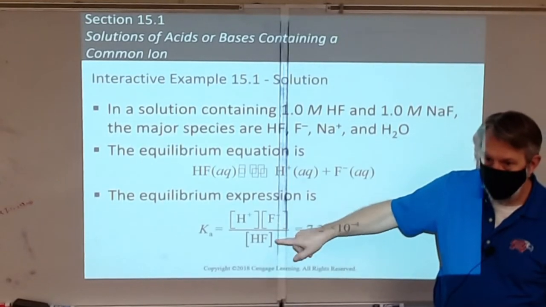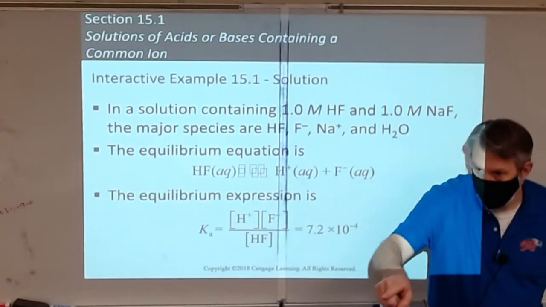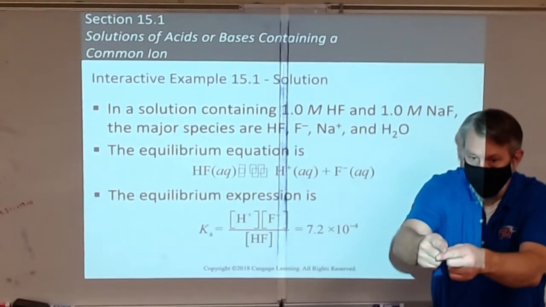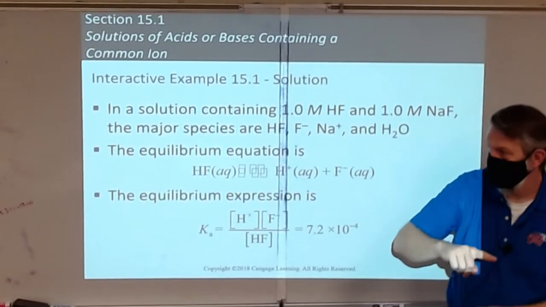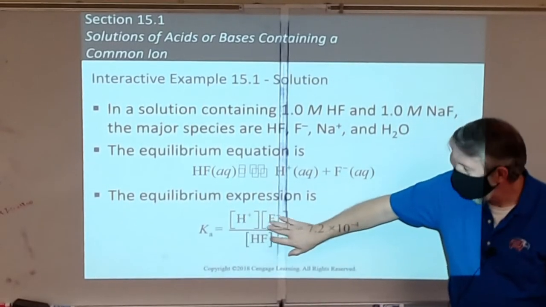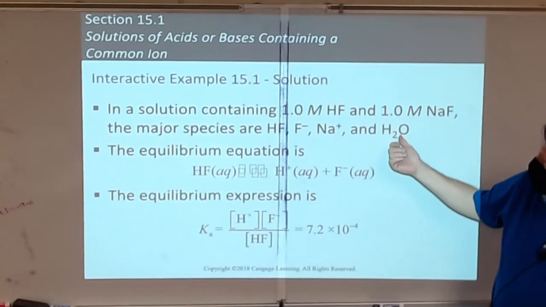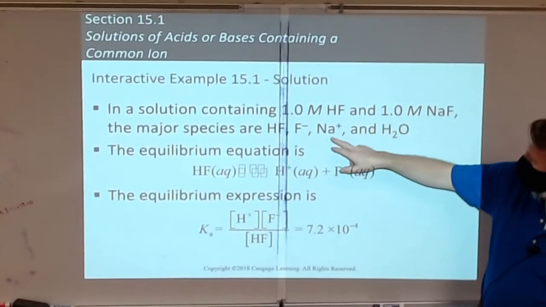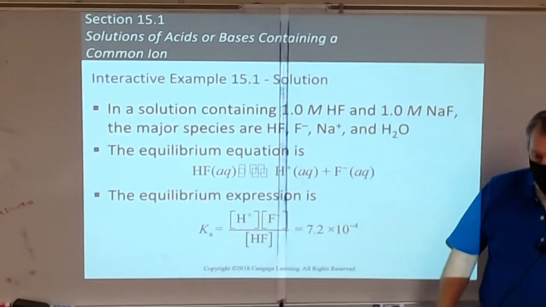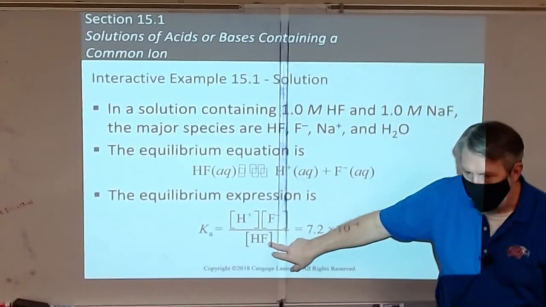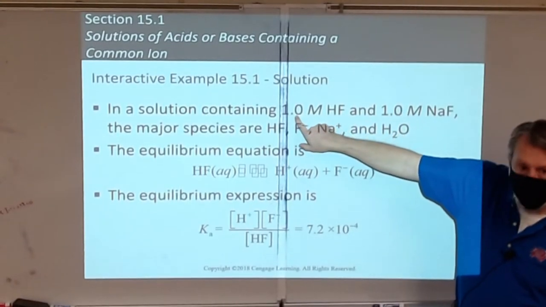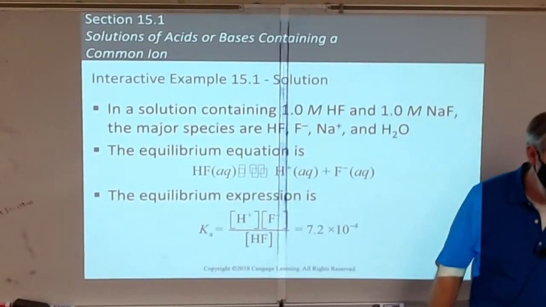I know the one below it is going to be 1. Plus x, minus x, x. So this is X. This has got the 1 molar solution, right? So I've got 1 mole of fluoride ions plus whatever that X happens to be. And on the bottom I've got that one minus whatever the X happens to be.